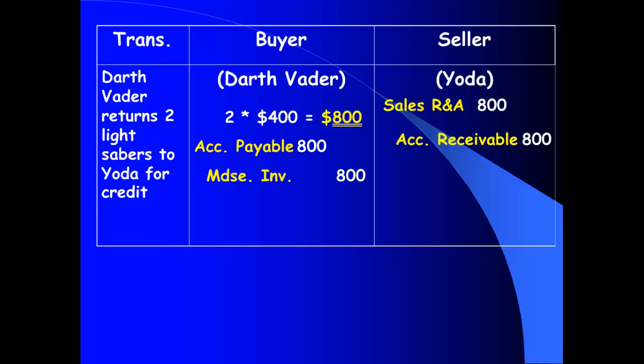We also have to make a second entry to update our inventory, because the assumption here is the customer brings the items back to me. There's nothing wrong with them. I'm going to put them back on the shelf and sell them to the next customer. What do I have more of?